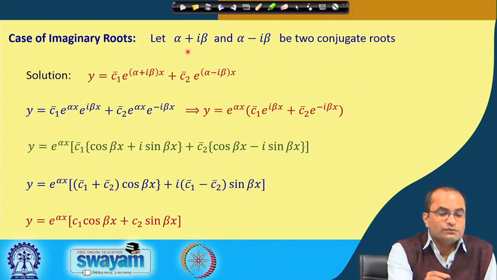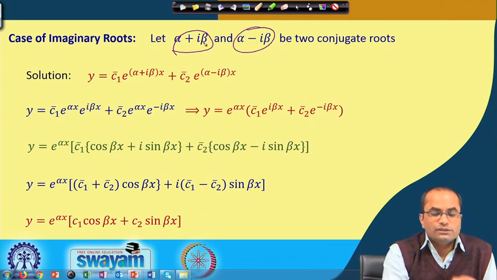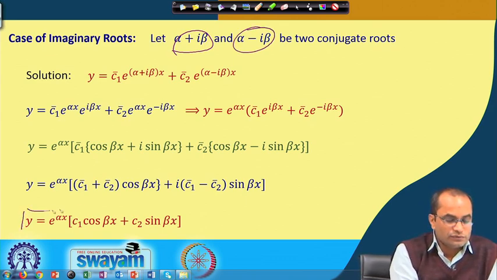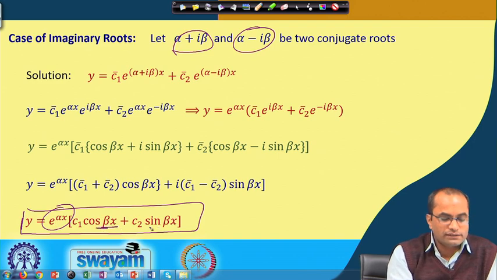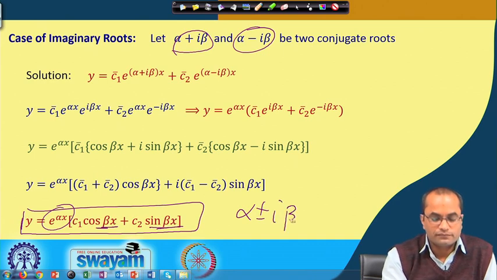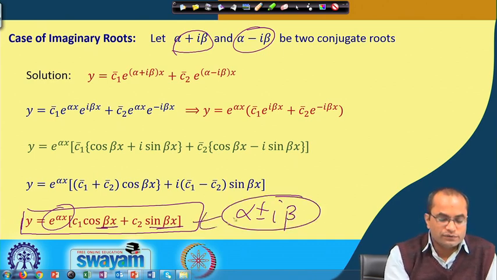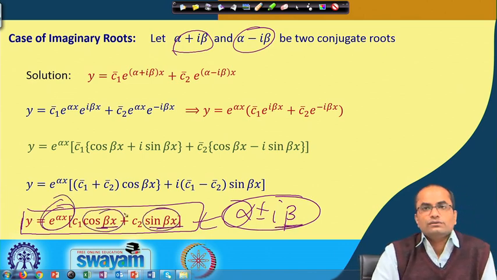So, when we have two conjugate roots as a complex number, we write the solution of our homogeneous equation as e power alpha x times C 1 cos beta x plus C 2 sin beta x, when our roots are alpha plus minus i beta type. So, this alpha will go to the exponential part here, and this beta will be with the cos and the sin term.